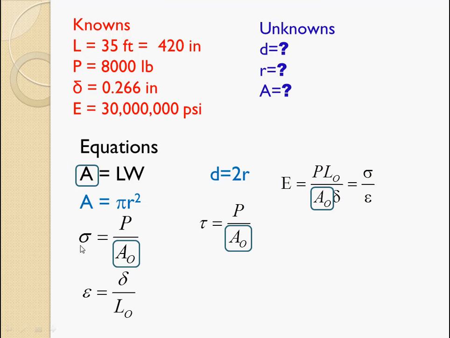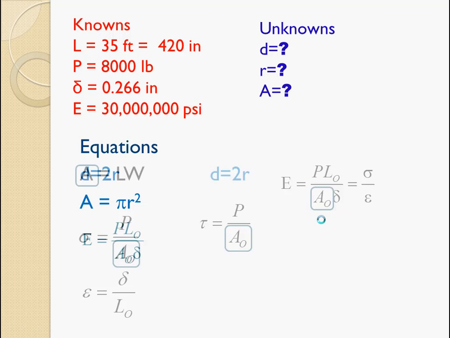Right here, I don't know the sigma. And I do know my force, which is 8,000, but that cancels out that equation. I don't know tau here, so that doesn't help me there. When I finally get over to this equation, I've got my elasticity, which is 30 million. I've got my force, which is 8,000. My length is 420 inches, and my delta is 0.266. So I can actually use this equation here.